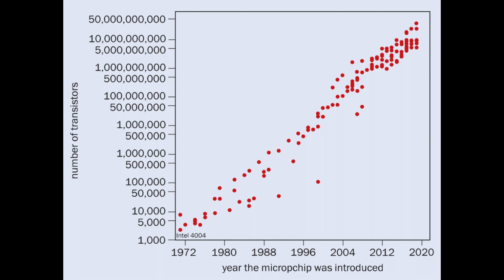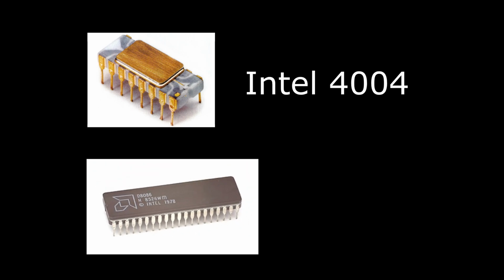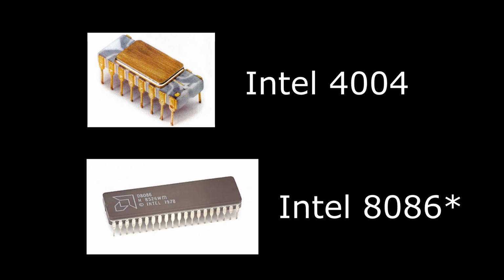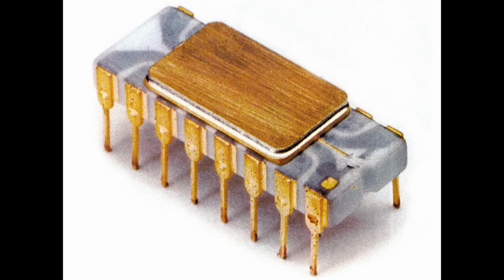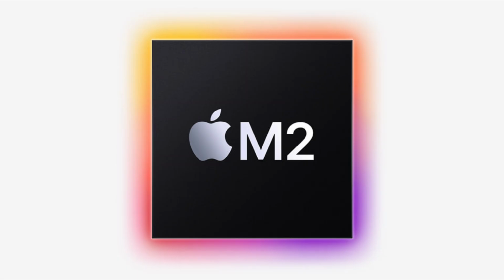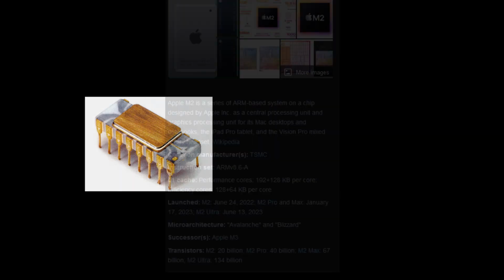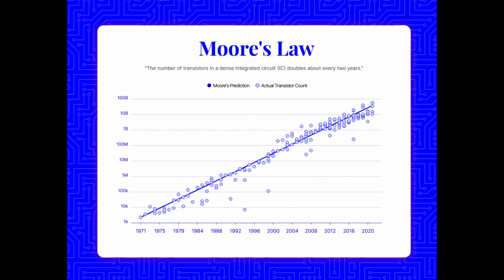In the early days of microprocessors, processors like the Intel 4004 created in 1971 and the Intel 8006 created in 1978 had a relatively small number of transistors. The Intel 4004, one of the earliest microprocessors, contained approximately 2,300 transistors. Fast forward to today, and the M2, the one that Apple made, the hyped up one, has approximately 20 billion transistors. But even with those impressive numbers, it seems that we're actually moving too slowly for Moore's law to ever be true.